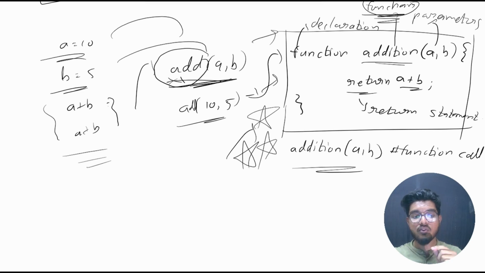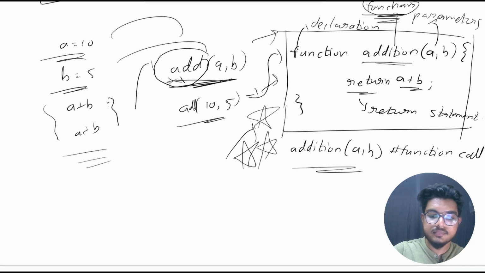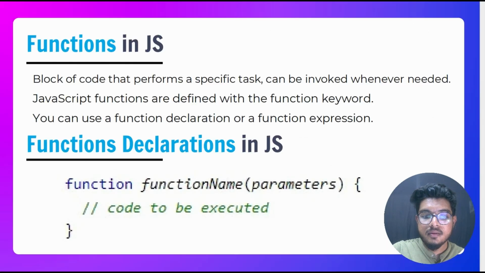Now we'll understand what functions actually are with the help of examples. Great. Let's jump on to the slides. Yes, everyone, just a minute. Yes, great. So a function is a block of code that performs a specific task again and again.